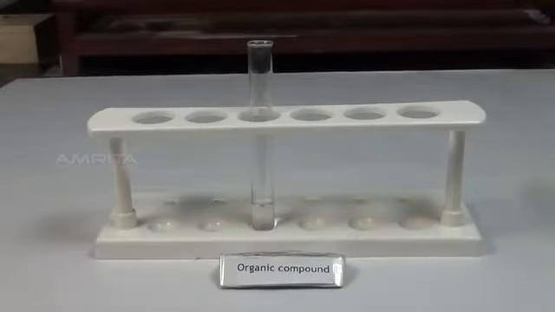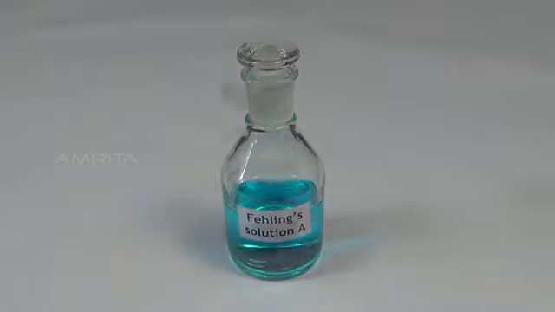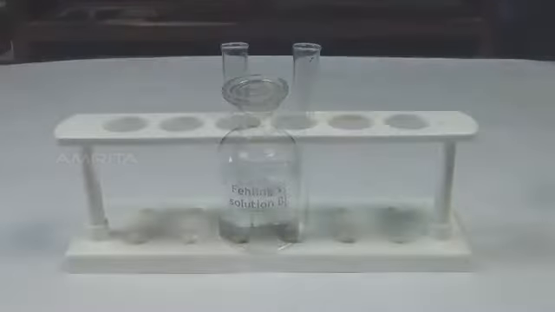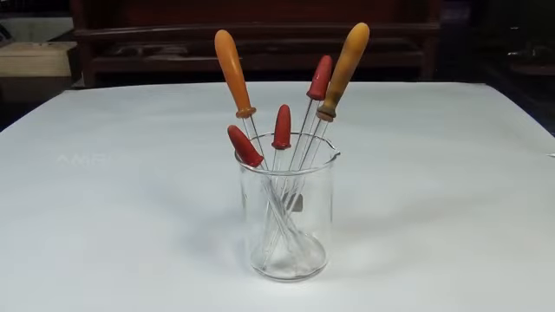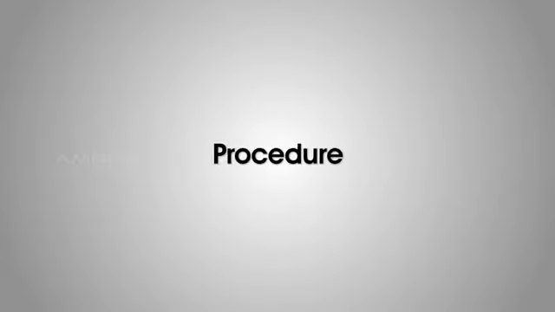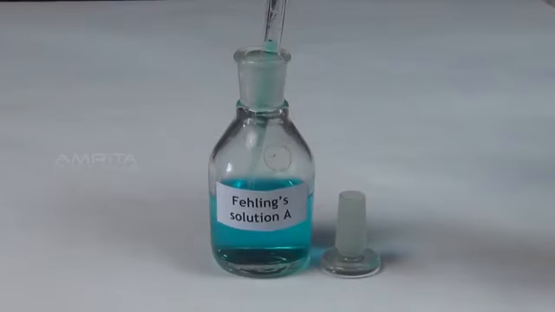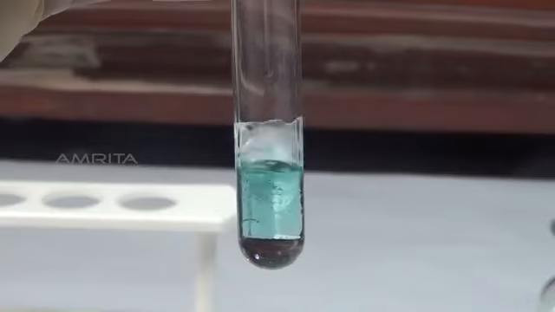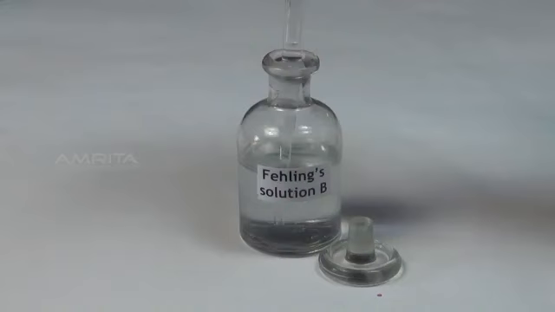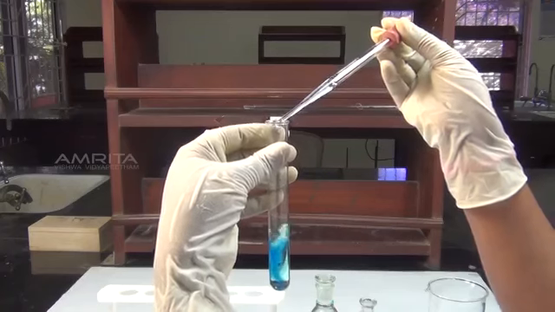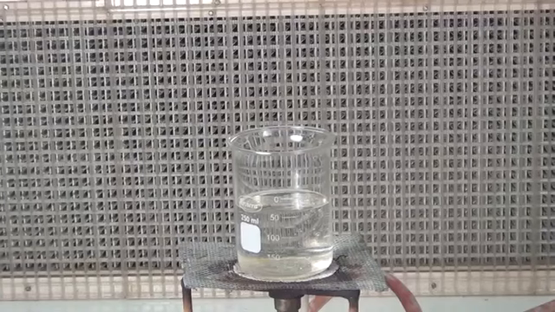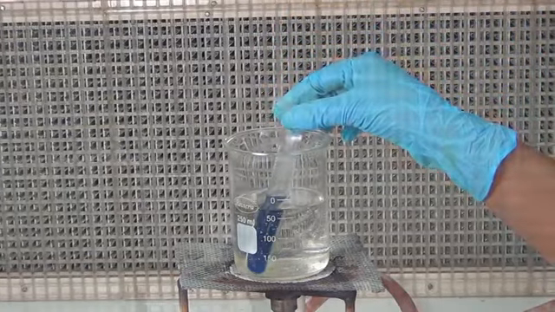Fehling's test. Materials required: organic compound, Fehling's solution A, Fehling's solution B, test tube, droppers and water bath. Procedure: take a small quantity of organic compound in a test tube. To this, add a small amount of Fehling's solution A using a dropper. Using another dropper, add a small quantity of Fehling's solution B into the test tube. Heat the test tube in a boiling water bath.